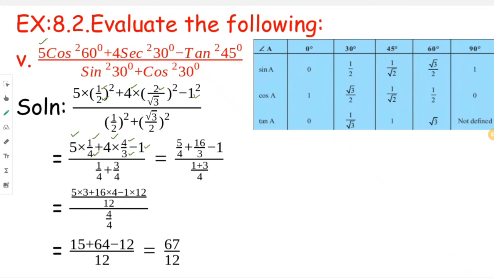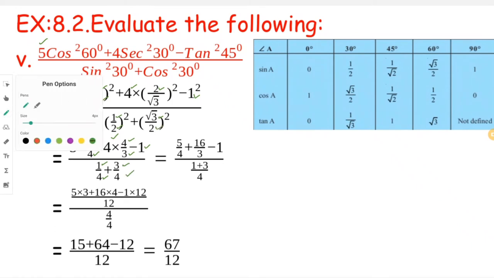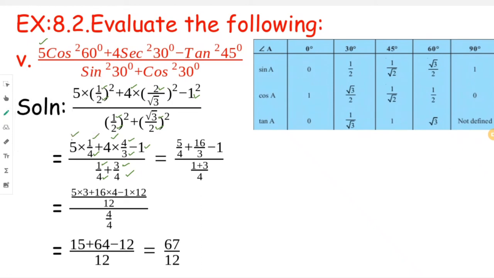Alright, same thing let's do with the denominator. 1 square is 1. Then 2 2s are 4. Root 3 squared I'll have here 3. Then 2 2s are 4. Alright, so if we are done with that, I'll start the multiplication now. Then 5 1s are 5, so 5/4. Then 4 4s are 16/3.